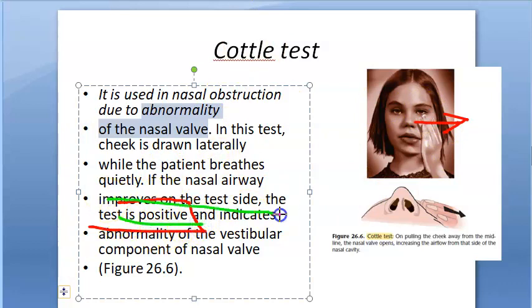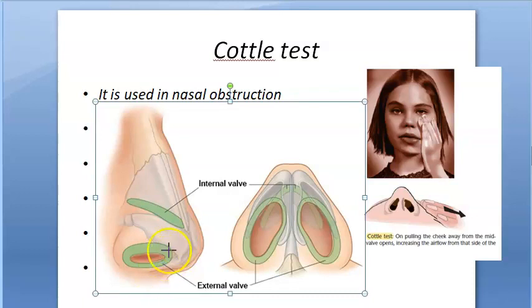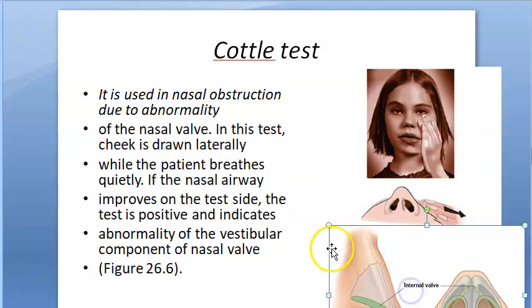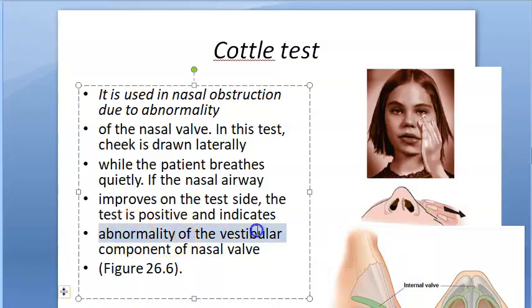Positive means the nasal airway improves, so it indicates that there's abnormality of the vestibular component of the nasal valve. Look at this, guys. We have the external valve and the internal valve. Here they are talking about the internal valve, which they have shown here. If there is some obstruction at the internal valve, and you pull the cheek out and the airway improves, then you're confirming the obstruction or abnormality of the vestibular component of the nasal valve.